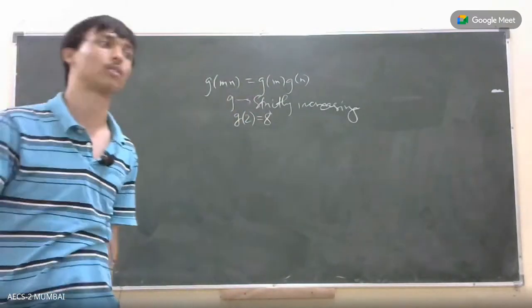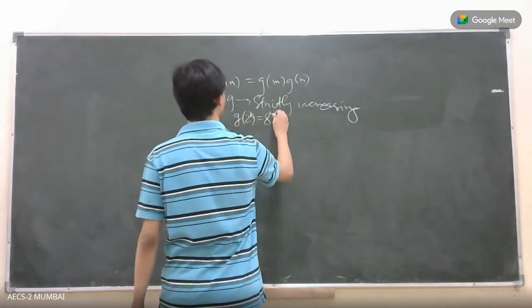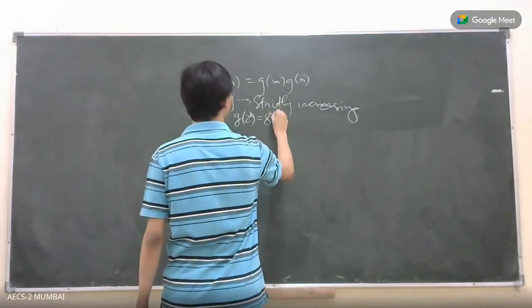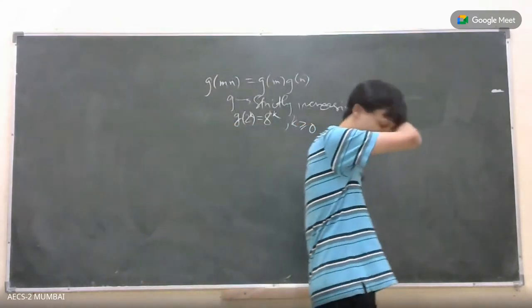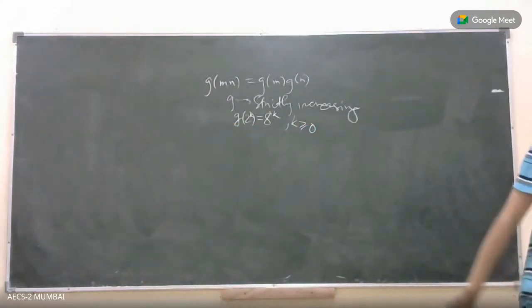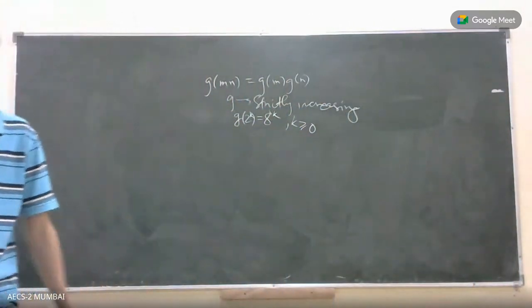This is all we know right now, right? And we also know that g of 2 to the power k is 2 to the power 3k. This is all. Now, how do I extend this to all of integers?